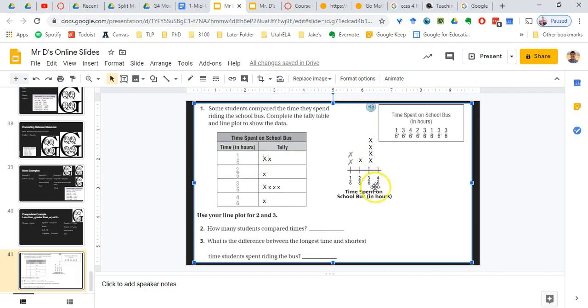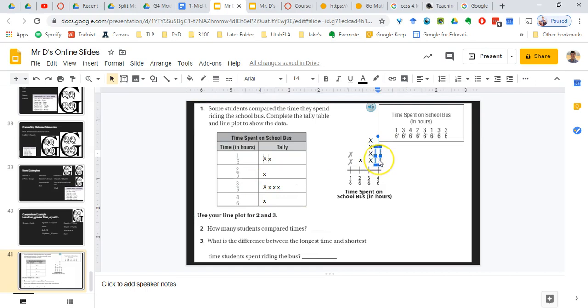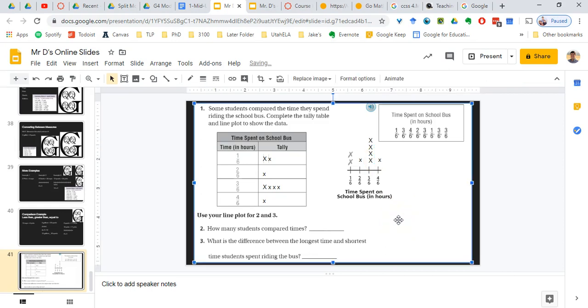And then the last one is 4/6, and there's only one person who said they went 4/6. And so that would be just one X. And normally in the classroom we'd be doing all this on paper, of course, but we're digital right now. And so that's how you make a line plot. It's really not too bad.